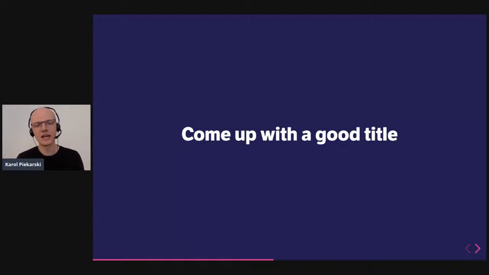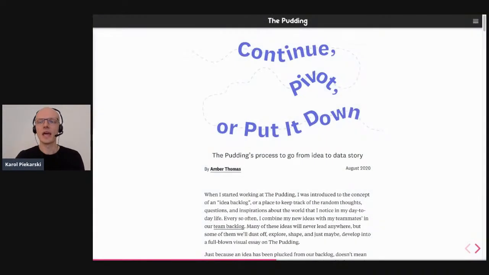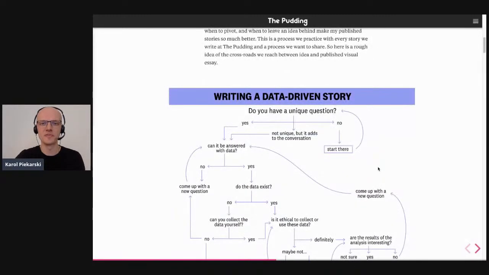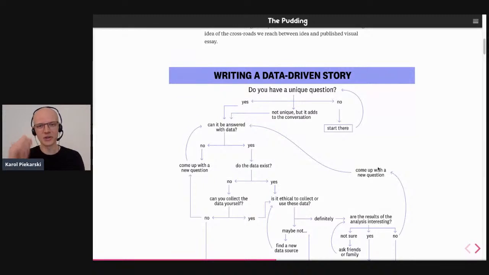And the first thing is to come up with a good title for your project. And of course, you have to have a good idea to explore, and you have to make sure that you can explore it with data. So you can go to the Pudding website and see a great tool that can be helpful for you, the way they work with data.